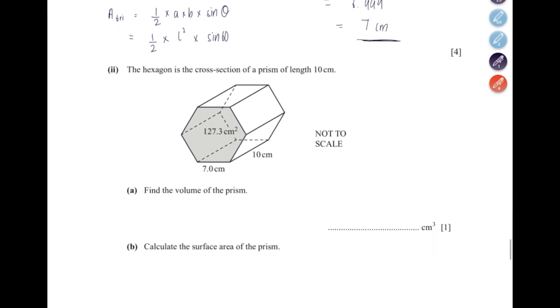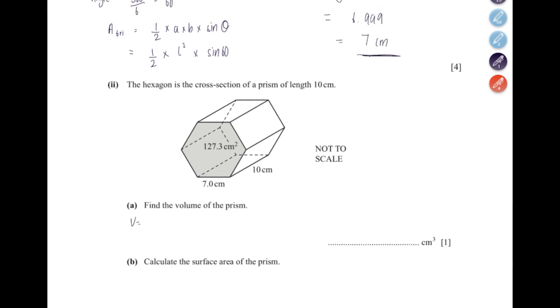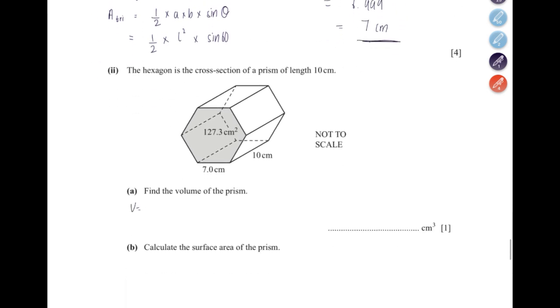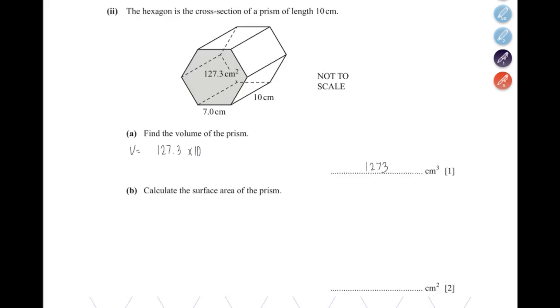Now the hexagon is the cross section of a prism of length 10 centimeter. Calculate the volume. So volume is going to be area times height, 127.3 multiplied by 10. So it's going to be 1273.